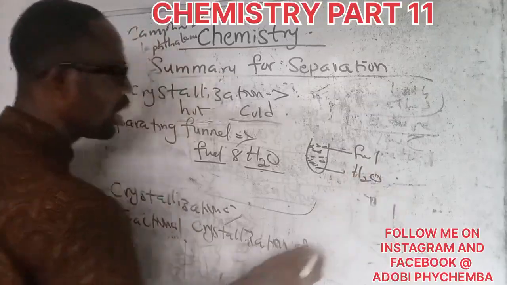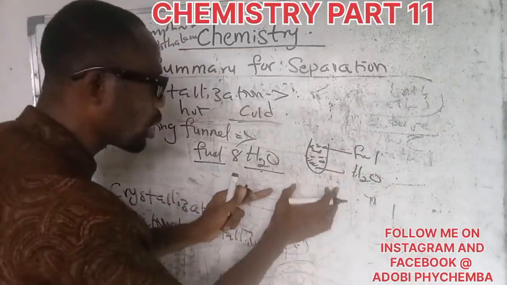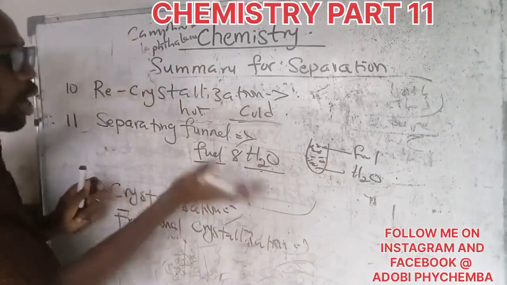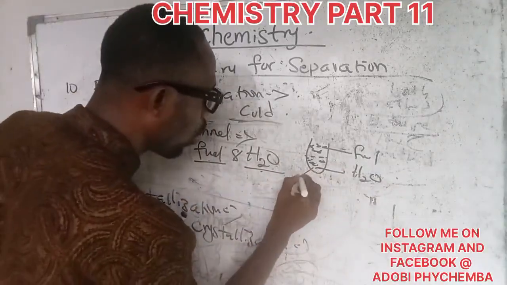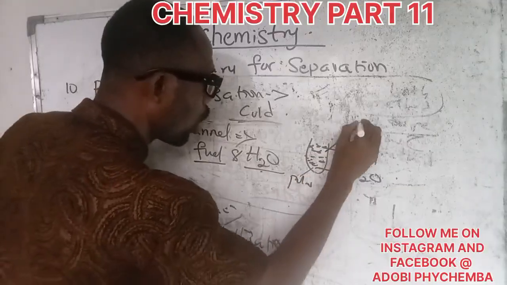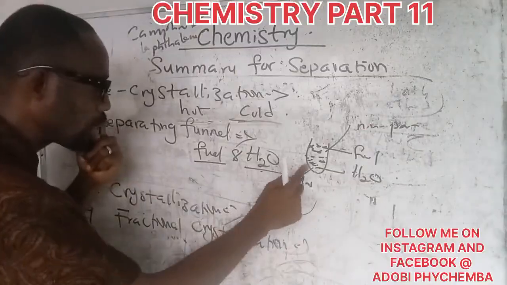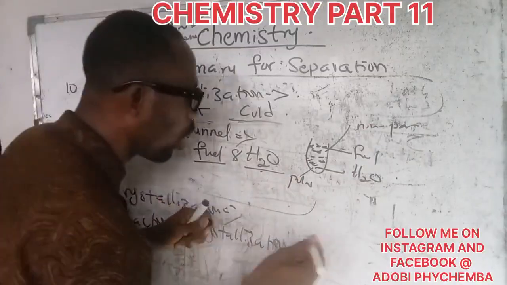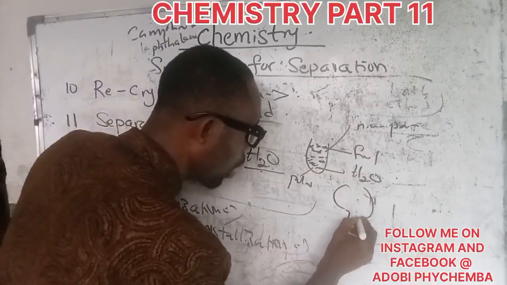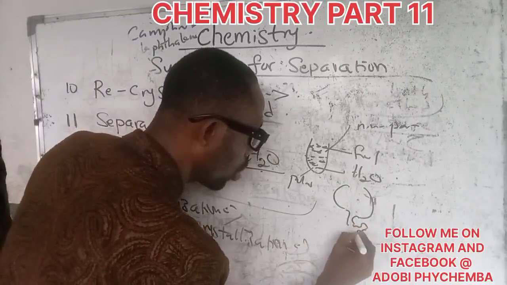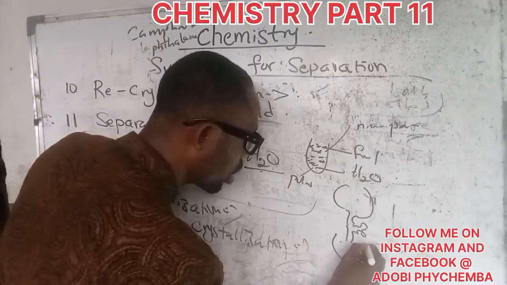So here is fuel, and this is water. If you want to separate them, this is because water is polar and fuel is non-polar. Do you see it now? In this case, if you want to separate them, you need a separating funnel. In this separating funnel, there's a tap around this region.